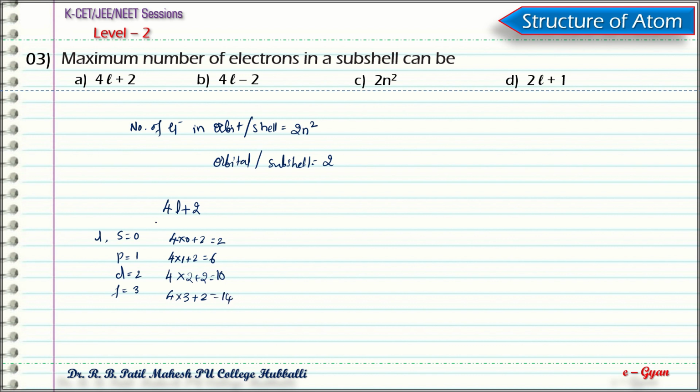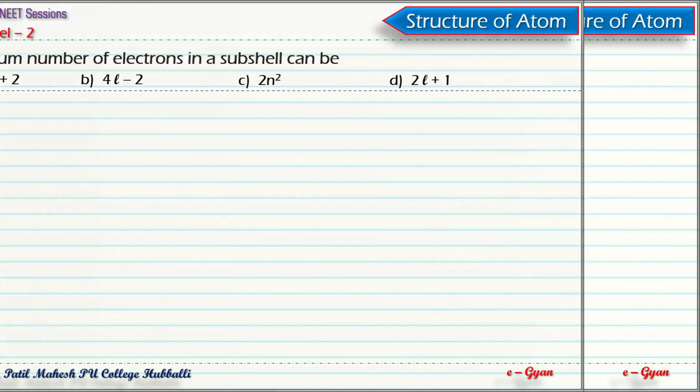So this equation 4l plus 2 is going to satisfy the number of electrons present in each of the orbitals. Hence, the correct option is 4l plus 2, where l is azimuthal quantum number and the values for orbitals s, p, d and f are given here. Going to the next question.